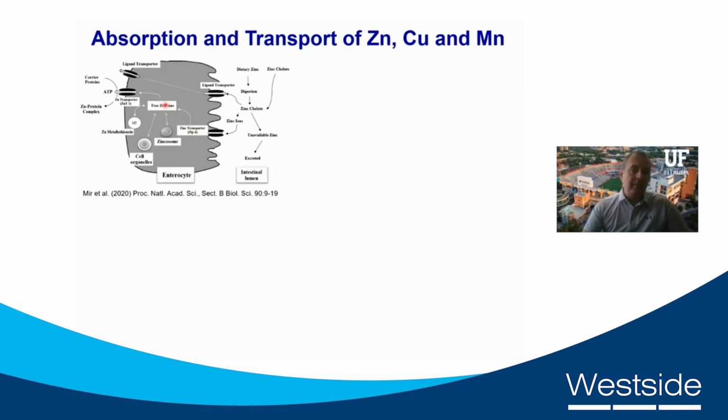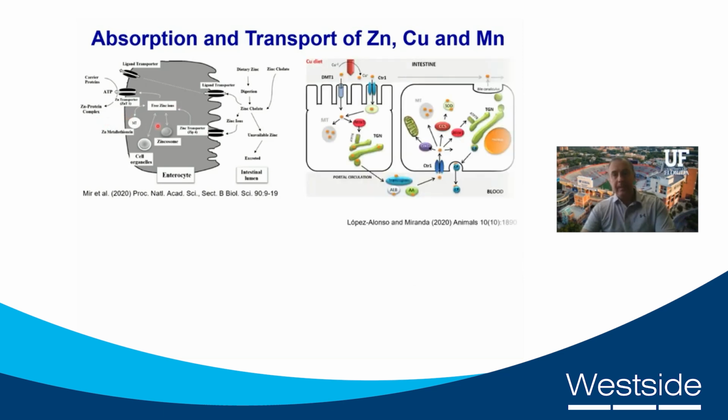Once that zinc gets to the basolateral membrane, it's delivered to another transport protein called zinc transporter 1, where it gets into the portal drained viscera, such as the mesenteric vein, and here it binds to carrier proteins such as albumin that takes zinc now through the portal circulation to the liver and eventually to the general circulation. A similar process takes place with copper.